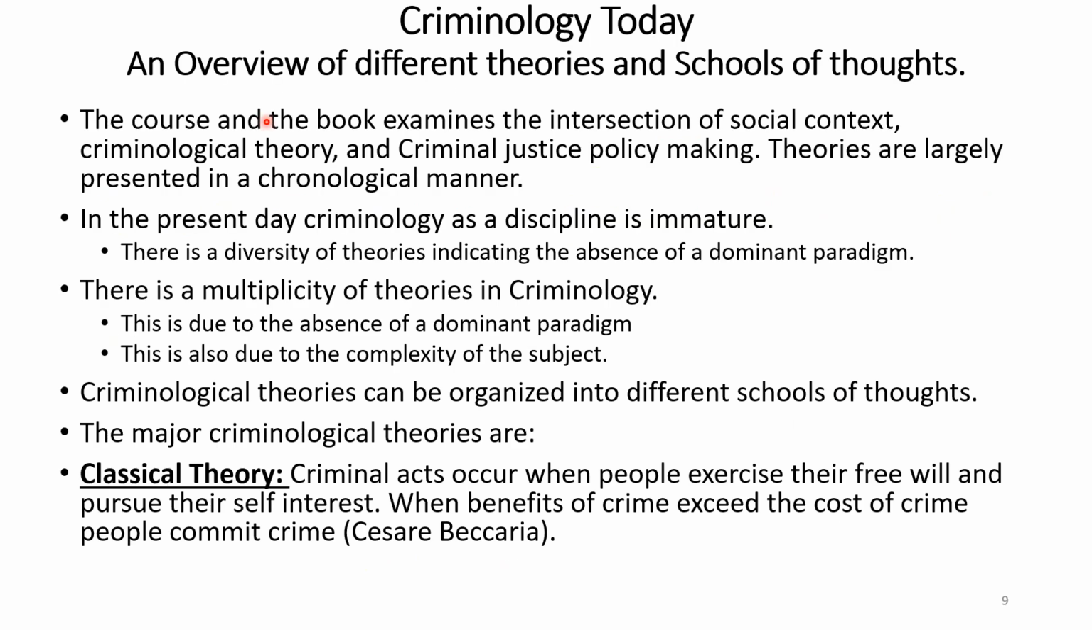The course and the text examine the intersection of social context, criminological theory, and the criminal justice policy. Theories are presented in a chronological manner and are arranged as different schools of thought. The course examines the origin of modern criminology and then goes on to later theories such as the Chicago School, the social learning theory, strain theory, and so on. It is argued that in the present day, the discipline of criminology is immature. This is primarily because of the diversity of theories indicating an absence of a dominant paradigm.